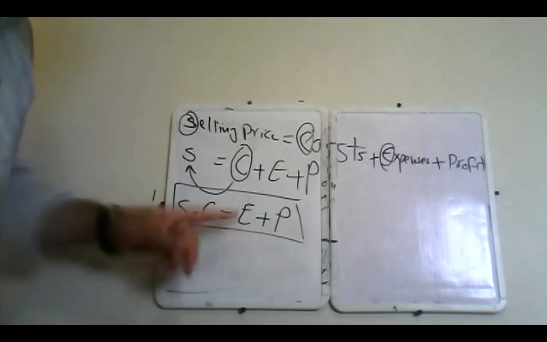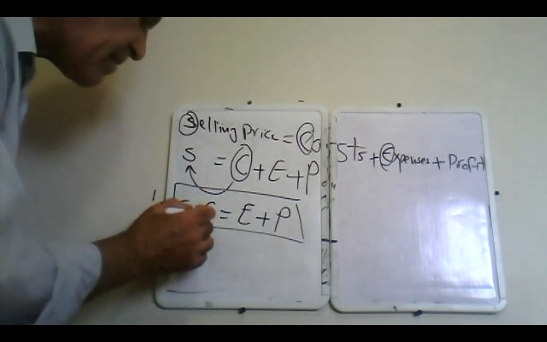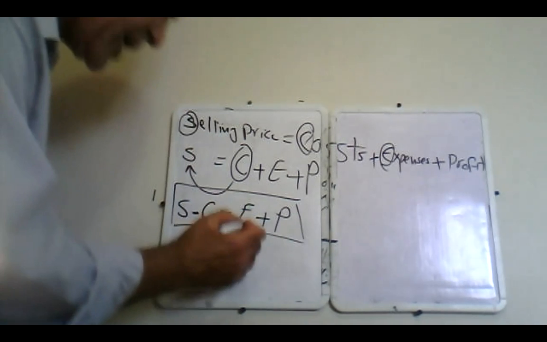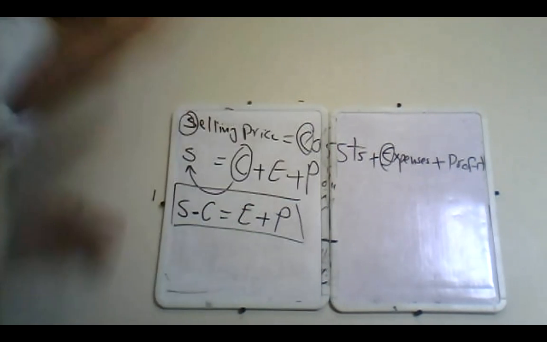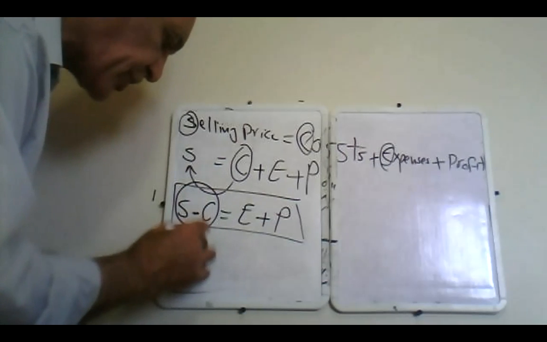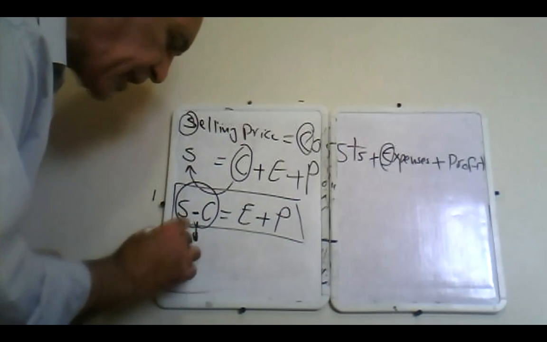Now watch me what I'm doing. Selling minus costs equal expenses and profits. So see me what I will do. Selling minus costs is called markup.